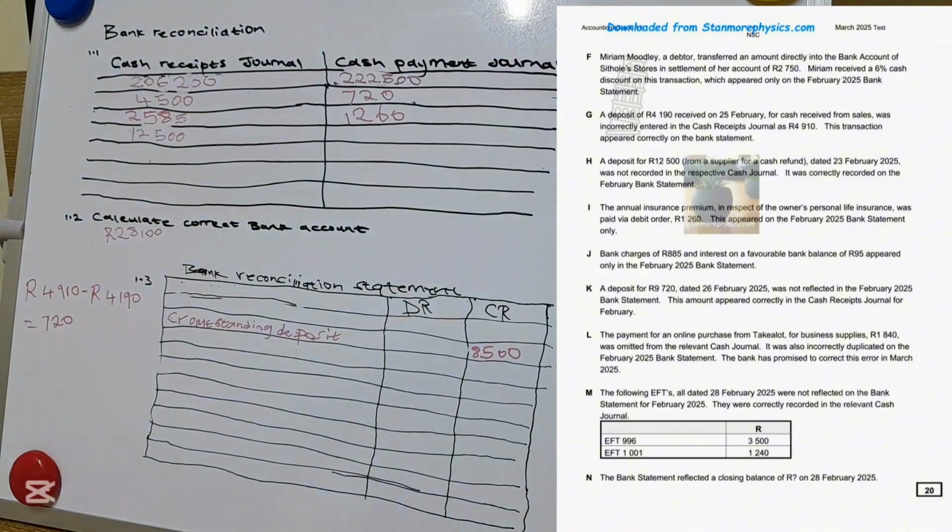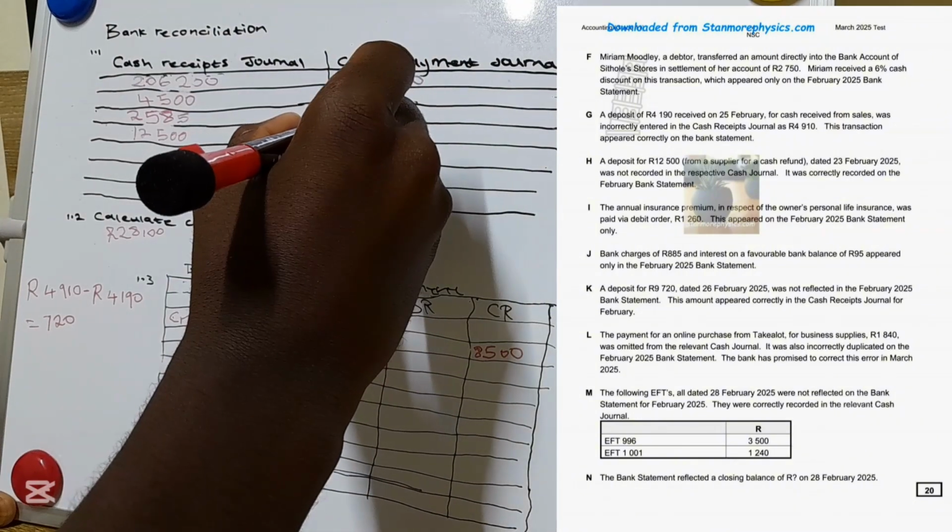1,260. So we are going to number J. Number J says bank charges of 885. Bank charges we are paying, guys. I hope this one is very clear. So here we're going to record bank charges of 885.